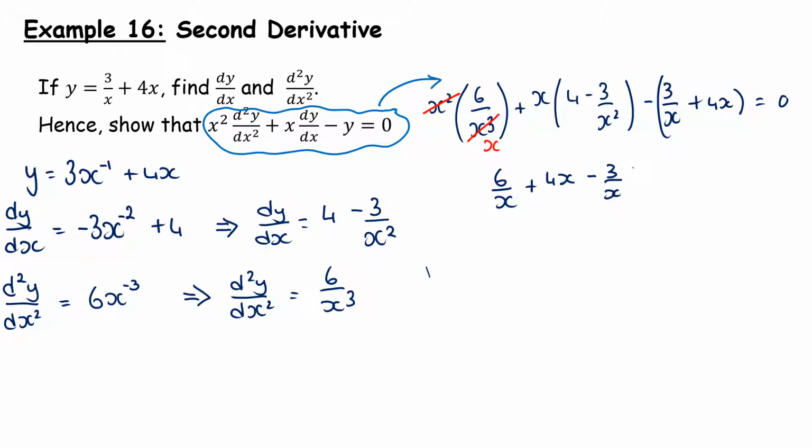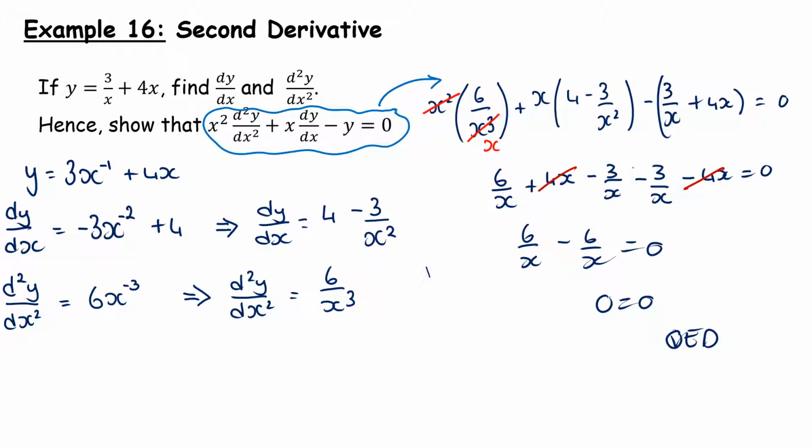So what's happened is I get 3x over x squared, and when the x's cancel, minus 3 over x minus 4x equals 0. So cancelling, they cancel here. I get 6 over x minus 6 over x equals 0. 0 equals 0. So that is true.